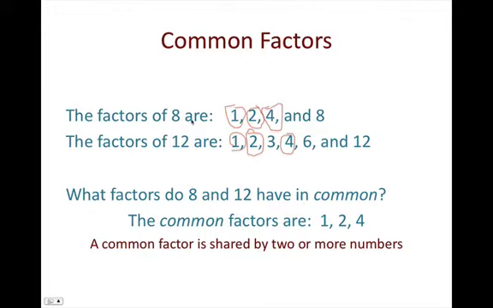Okay. The factors of 8 are 1, 2, 4, and 8, and the factors of 12 are 1, 2, 3, 4, 6, and 12. What factors do 8 and 12 have in common? They both have a 1, they both have a 2, and they both have 4. So the common factors of 8 and 12 are 1, 2, and 4. A common factor is shared by two or more numbers.